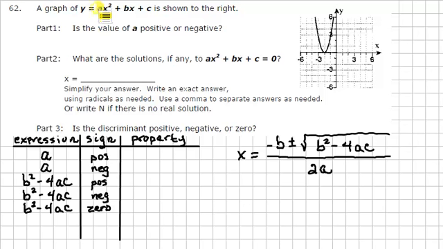Well, notice that a is the leading coefficient in the equation. We want to determine if a is positive or negative. So what we have to recall is that a determines whether the parabola opens up or down. If a is positive, the parabola opens up. If a is negative, the parabola opens down.